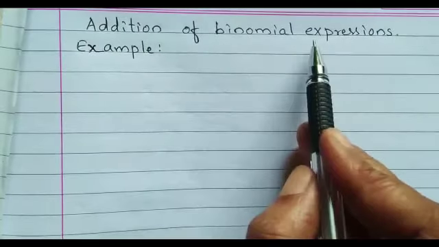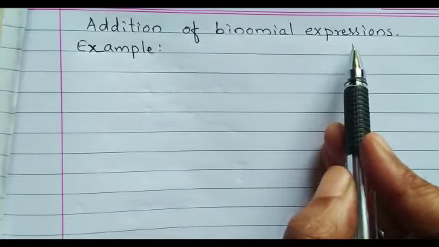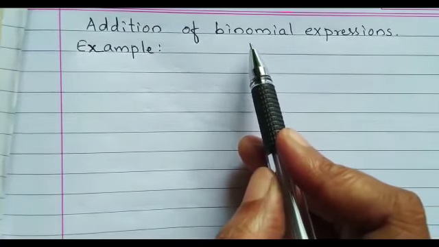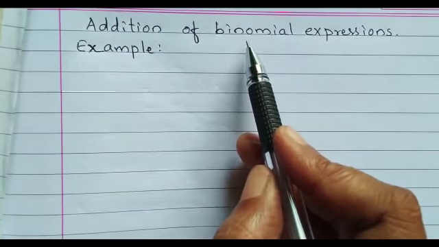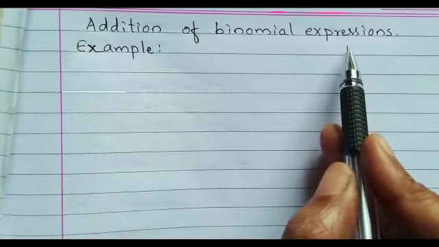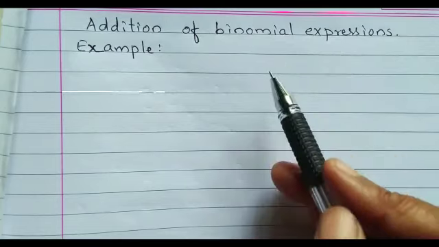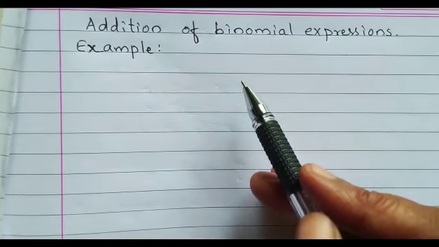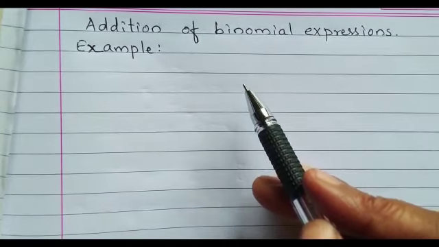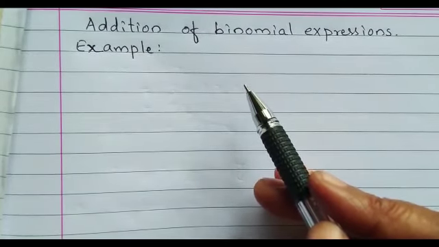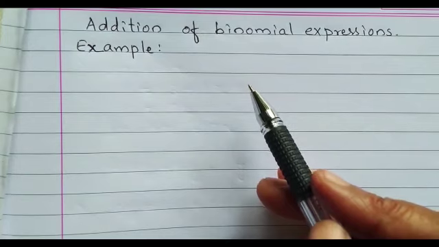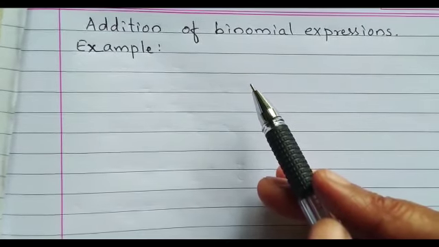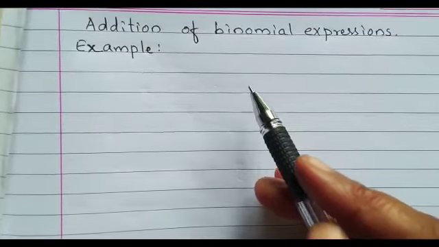Now let's see the addition of binomial expressions. Now what are binomial expressions? Yes, algebraic expressions with two terms are called binomial expressions. Now you are going to add two binomial expressions together. There are two arrangements using which you can add. One is called the horizontal arrangement and the other is called the vertical arrangement. Now let's do one sum with the horizontal arrangement.